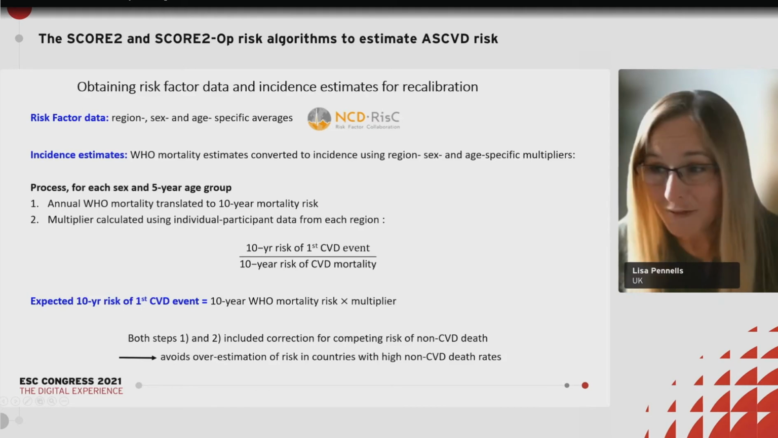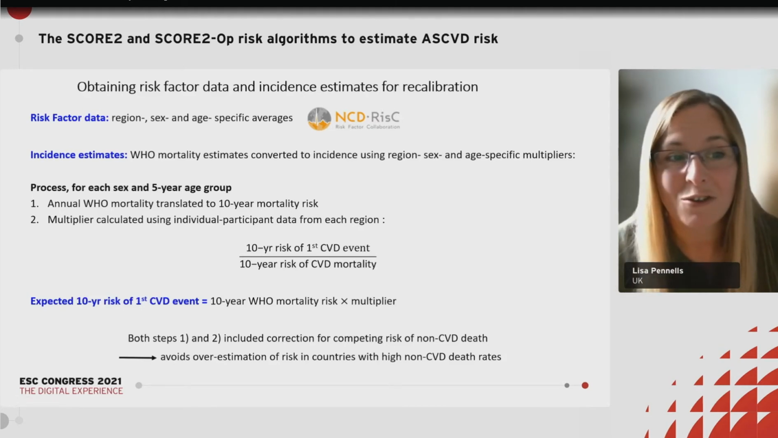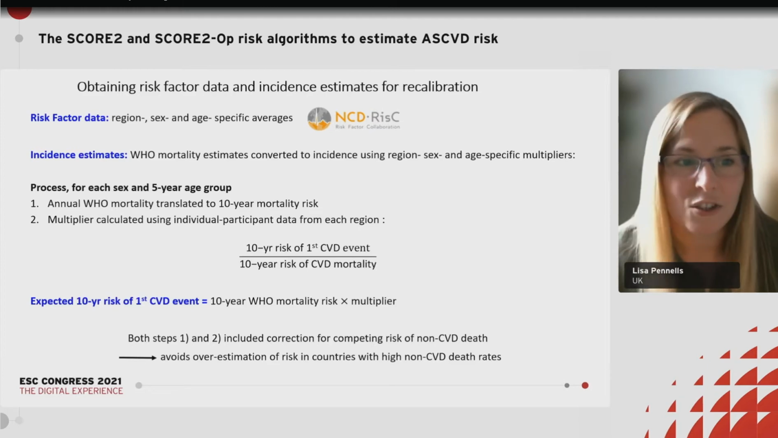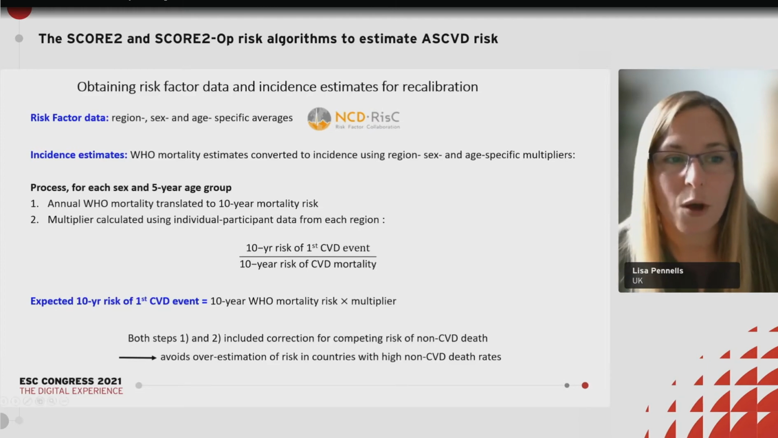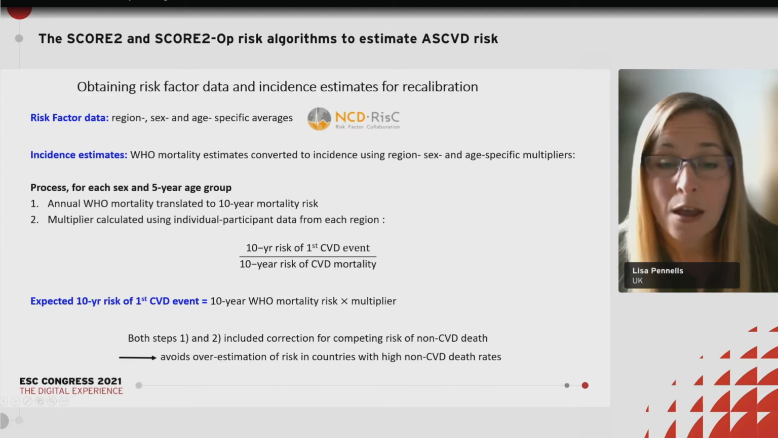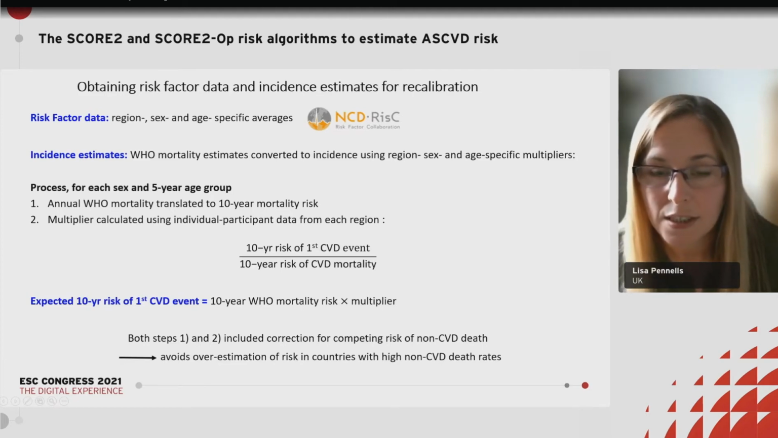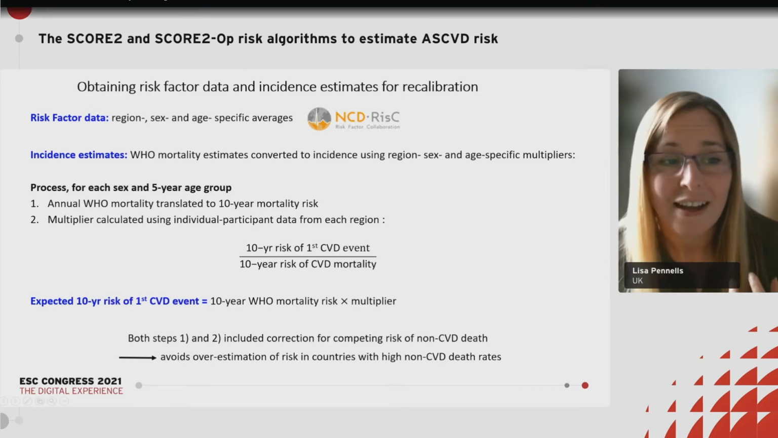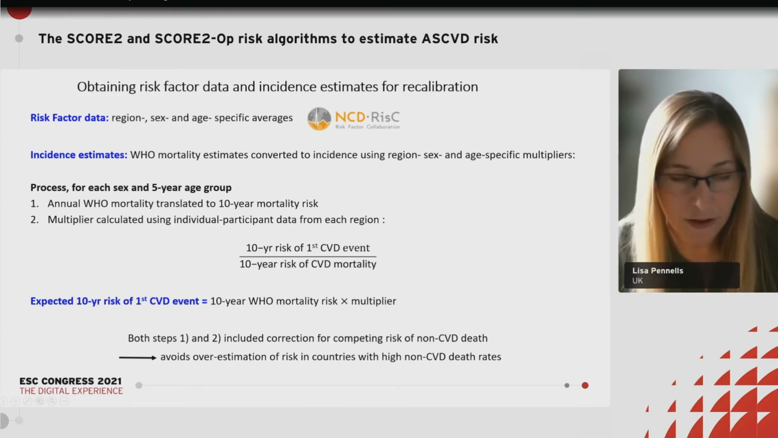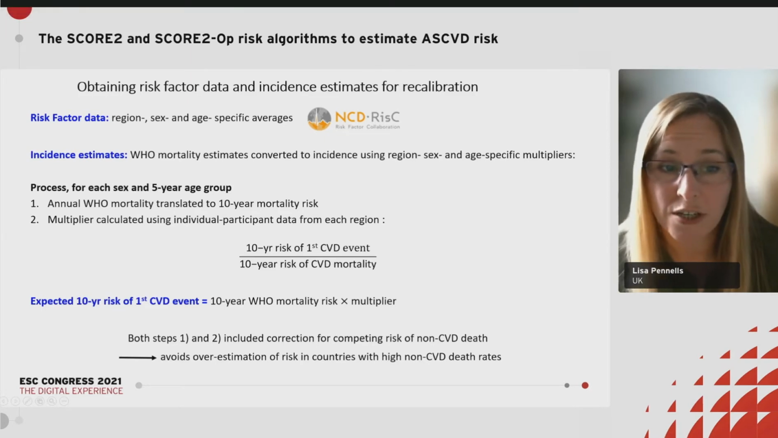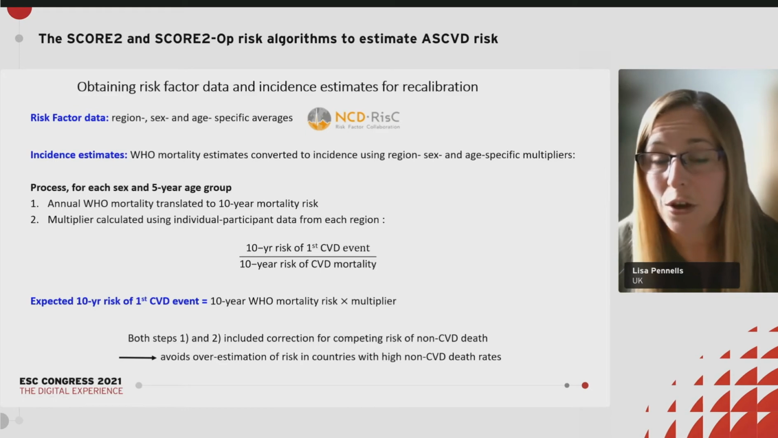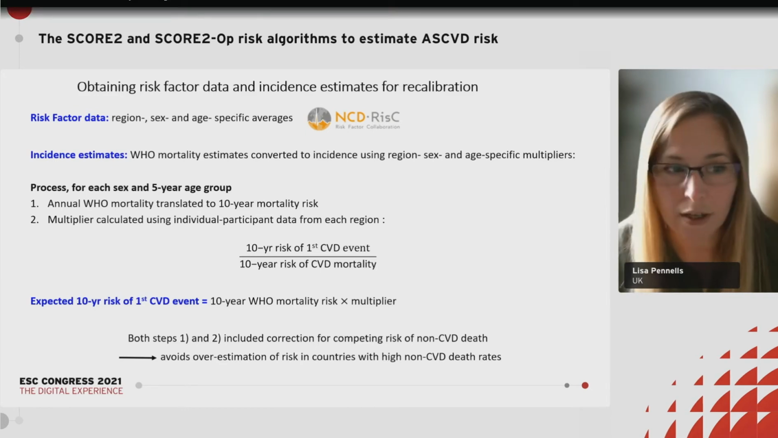So, of course, the success of this approach relies on having good risk factor data and incidence estimates for our target population. And this slide tells you a bit about where those estimates have come from. So risk factor data comes from the NCD risk factor collaboration, which represents all countries across Europe. And our incidence estimates are calculated starting with WHO's CVD mortality estimates, which are then converted to total CVD incidence using region, sex and age-specific multipliers.